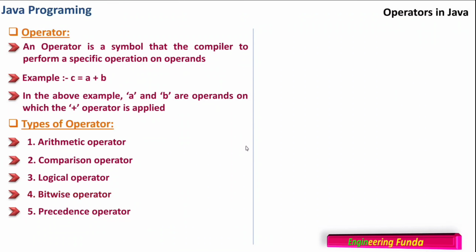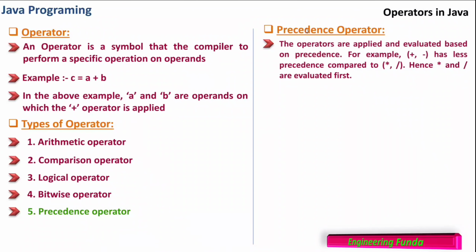The next operator that we have to focus on is precedence. Now precedence is inherently maintained in the programming language by means of the grammar. The grammar is already defined in the compiler of the language, and that grammar handles the precedence. The operators are applied and evaluated based on the precedence. For example, plus and minus have less precedence compared to multiplication and division.